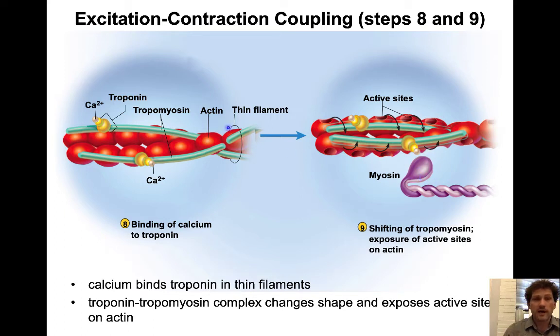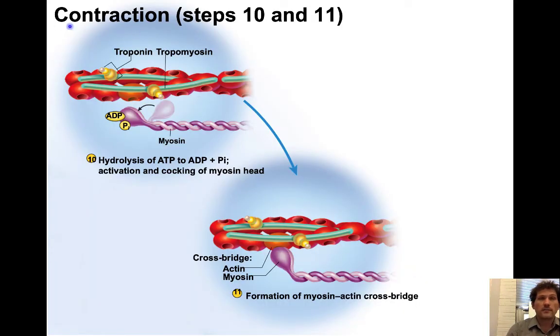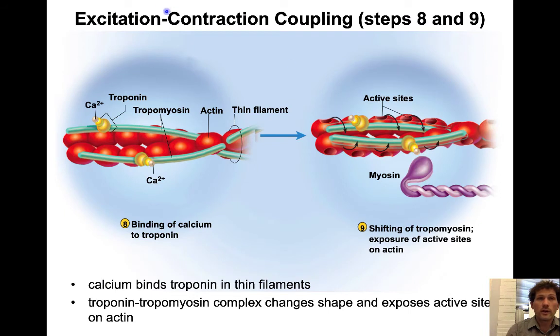All right, great. So calcium is the key. It binds to troponin. Our troponin-tropomyosin change shape. We open the active sites, and now we can have binding between the active sites on our actin and our myosin heads. Now what we want to look at is our contraction. So here we're coupling our excitation with our contraction. The excitation stimulated calcium release. Our calcium release has now enabled the ability for these proteins to contract.